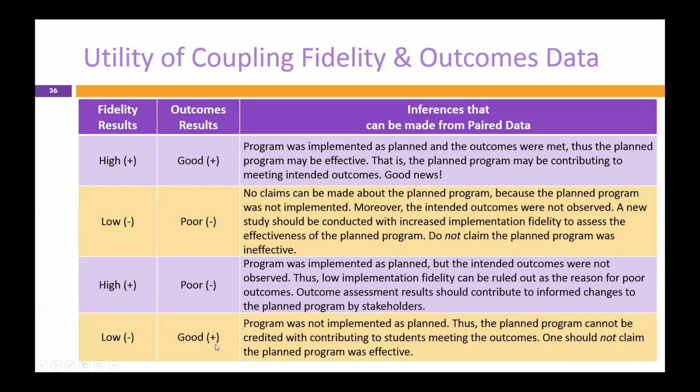Let's say the implementation fidelity results were low, but the outcomes assessment results were good. So the program on paper wasn't implemented as planned. So the planned program should not get credited with those good results. Whatever it is that the faculty or student affairs professionals implemented, this deviation of the program, that appears to be working. Maybe that should be adopted then.